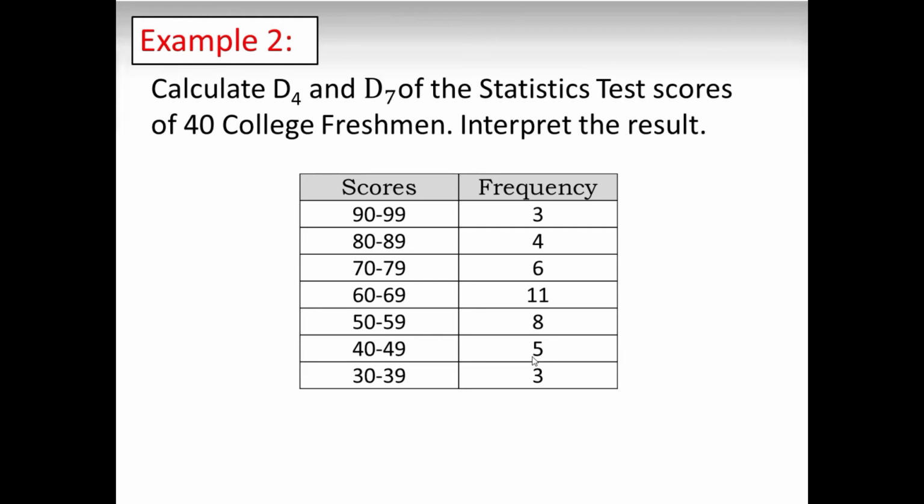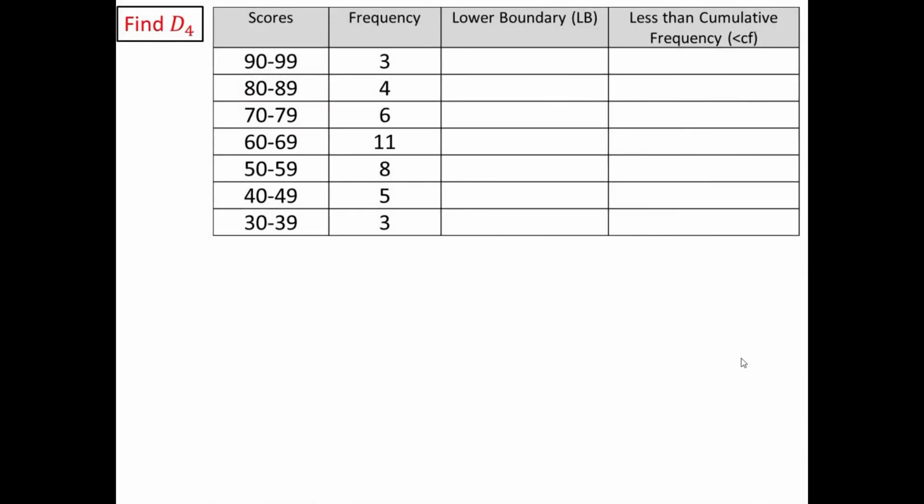So, ang gagawin muna natin dito is mag-create tayo ng additional 2 columns para kay lower boundary at saka kay less than cumulative frequency. Doing that, we now have this. Ayan. Ito yung ating original given. Nag-create lang tayo ng additional 2 columns. Unahin muna nating hanapin si 4th decile. Ang gawin natin, kunin natin yung total frequencies. So 3 plus 4 plus 6 plus 11 plus 8 plus 5 plus 3, adding these numbers, ang n natin ay 40.